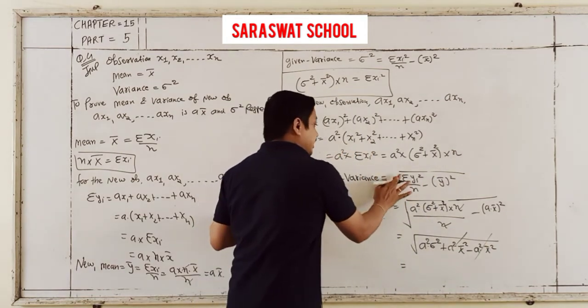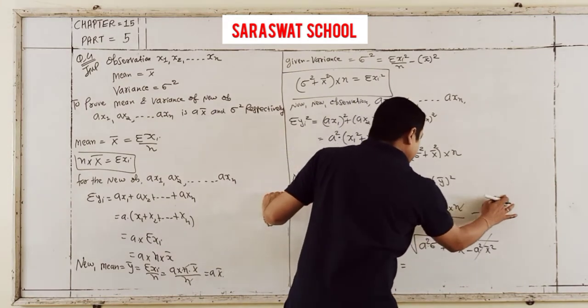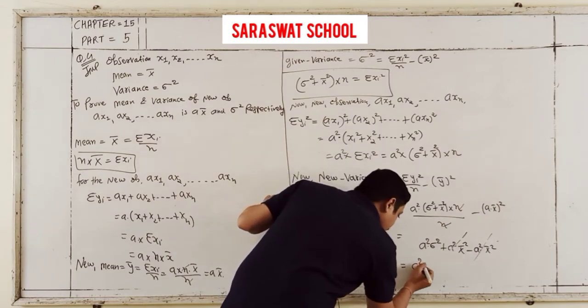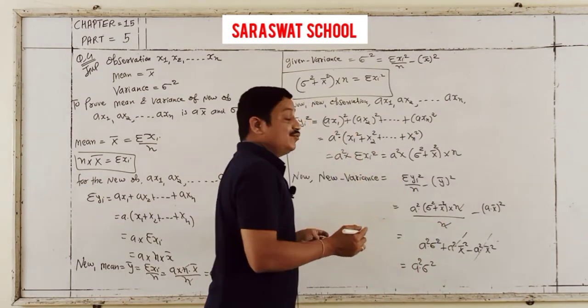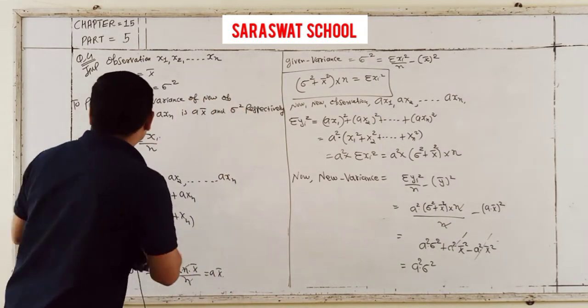So the root is not to be written; by mistake I wrote it, students. If it is SD, then write the root. Here, without root, you show the answer a square sigma square. And if the question asks for SD, then root. Yes, students, happily this question is also done.